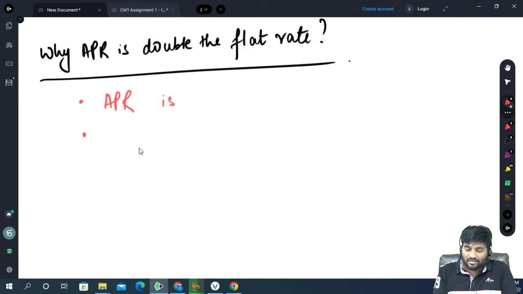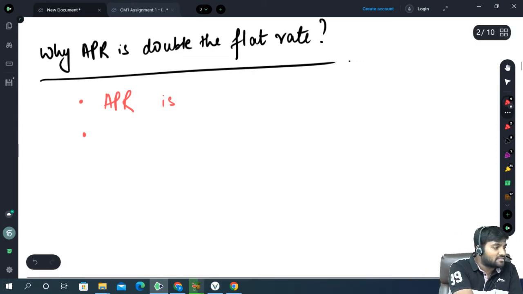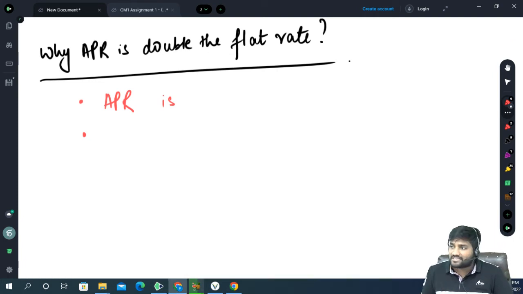Bullet wise, okay? Just look at the board once, bullet wise. APR is annual effective interest rate charged on the loan. It considers the gradual repayment of the loan.